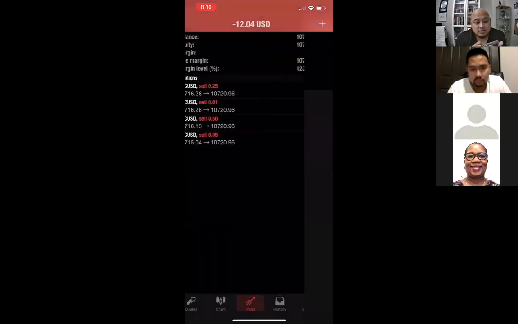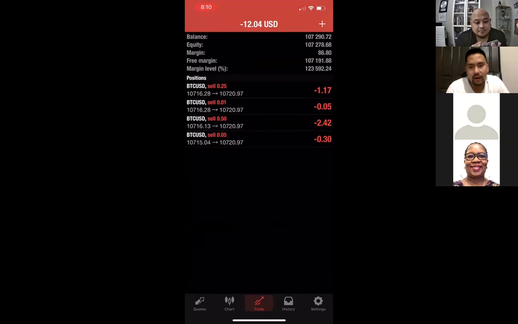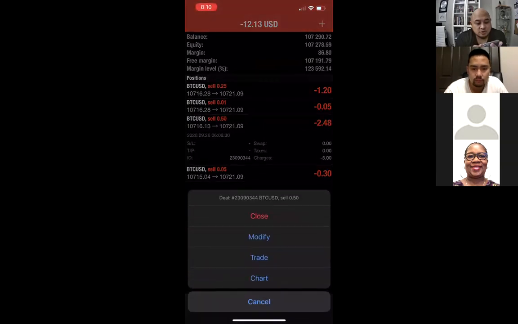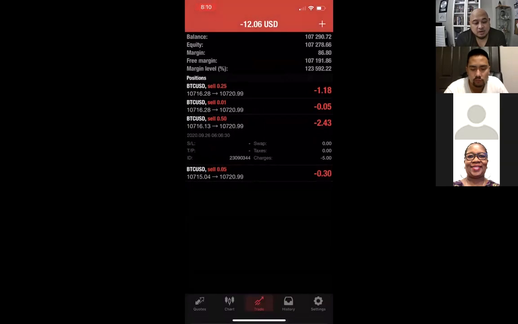What about doing the stop loss? Yeah, show them. So stop loss is cool. See, it's really slow. It's been in the red. We'll do a stop loss on the 0.50. So you guys see this one? For me on the iPhone, you have to hold it down, and then you're going to see that modify. You're going to click on modify, okay?